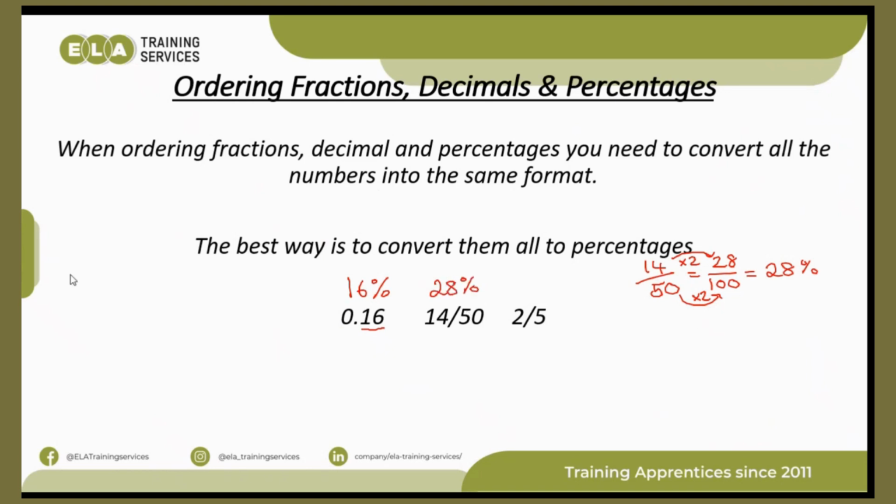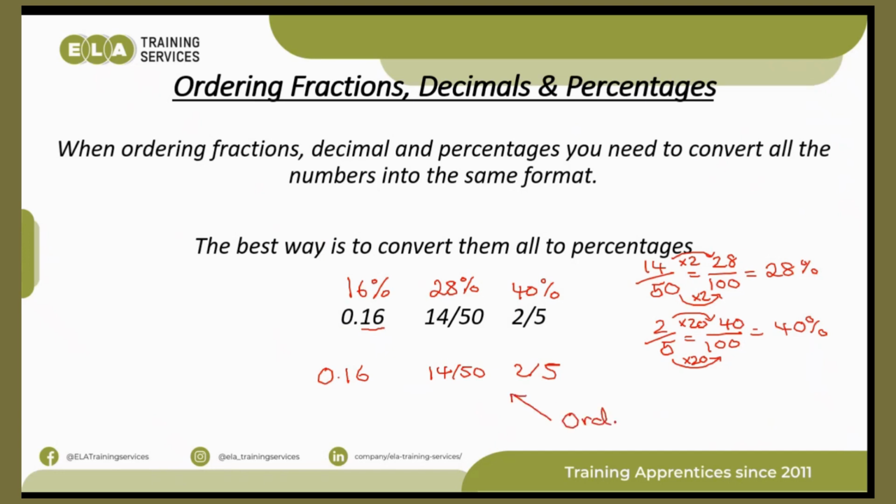And then we're going to do the same with 2/5. 2 over 5. What do we times by 5 to get 100? We times it by 20. We do the same to 2, which gives us 40. And that becomes 40%. So then here, if we were to order them, say it's lowest to highest, we then do 0.16. So we order in the original 14 over 50 and then 2/5. So it's super important to order them in the original format.